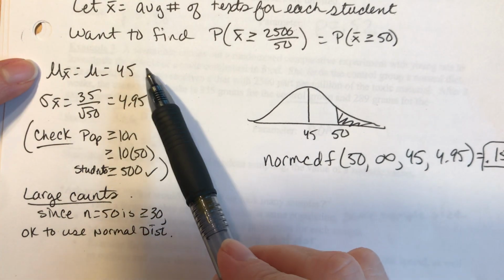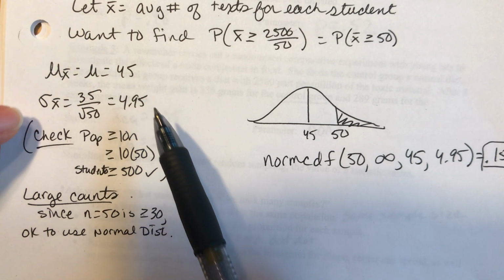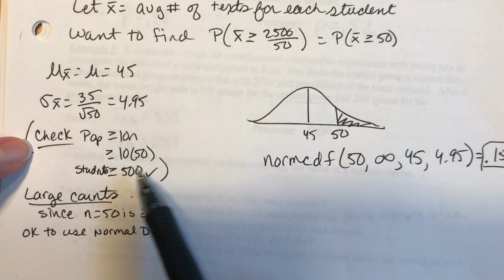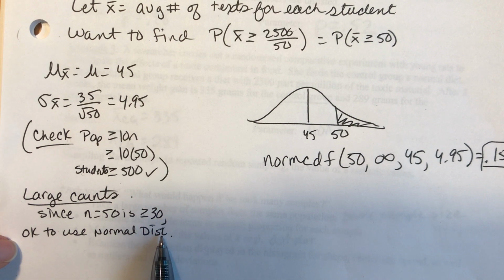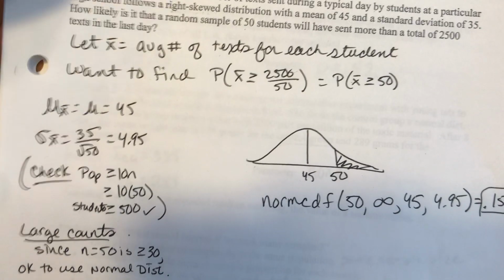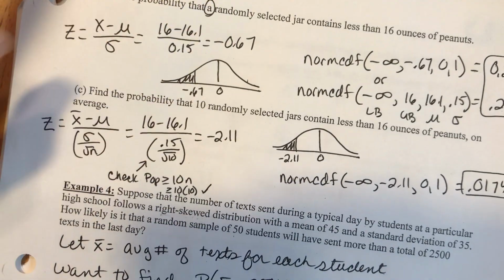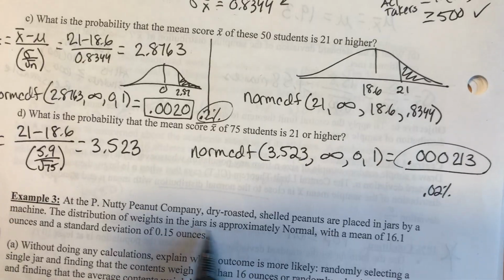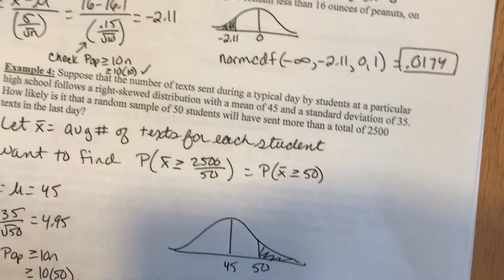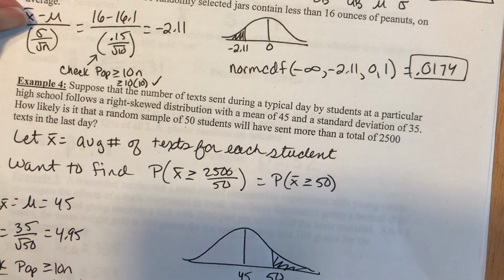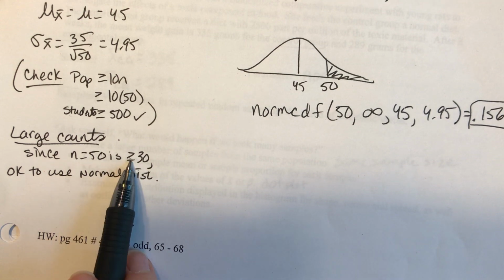Okay, I had my mean, my new standard deviation. I checked that it's reasonable that the number of students at the high school is at least 500. Large counts condition, since n is equal to 50 is greater than 30, it's okay to use the normal distribution. Back in the peanut problem, I didn't need to check that because I was told that the population was normal. So since the population was normal, I didn't need n to be greater than 30. But this time, the population is right skewed. So in order to use the normal distribution for the sampling distribution, I have to make sure my n is greater than 30. And you have to state it.